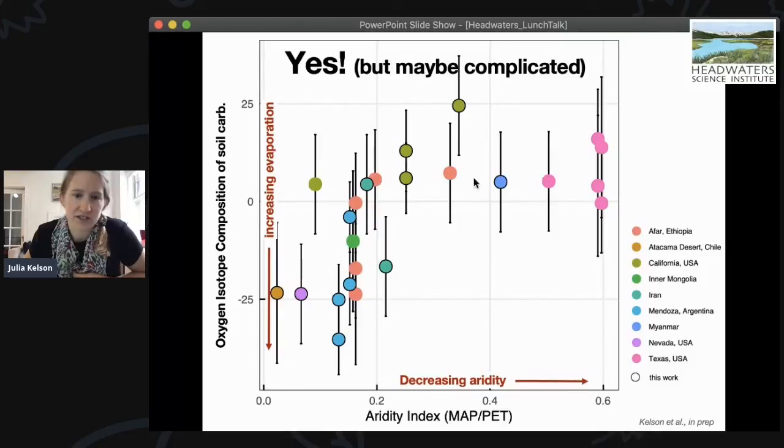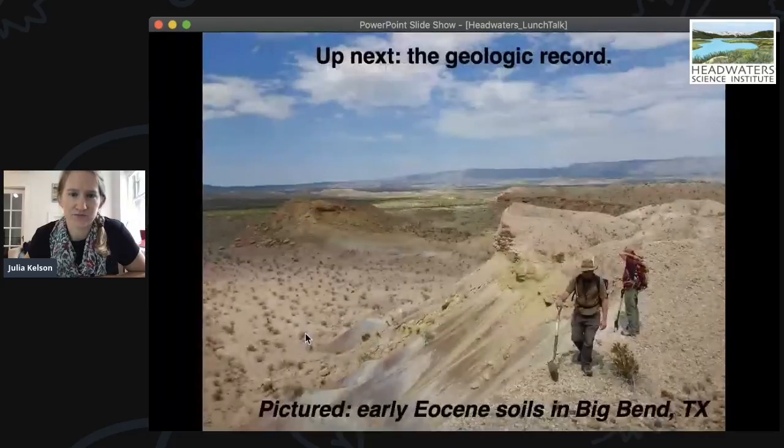The in-between is where it gets complicated, and it certainly looks like there's more of a process threshold than a linear relationship, where there's some soils that are not evaporated at all, some soils that are extremely evaporated, and then a lot of soils that are in between. And so I think that this isn't a perfect proxy, but it certainly can be used to detect aridity and certainly extremely arid environments in the geologic past.